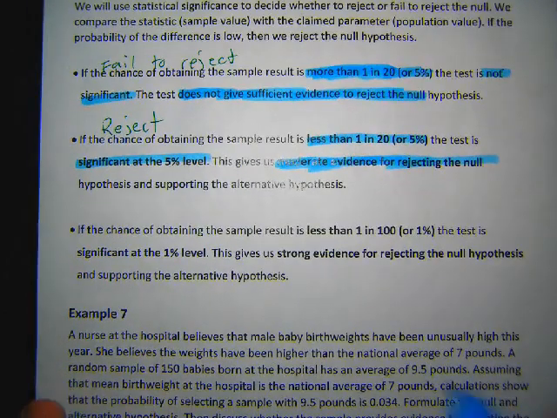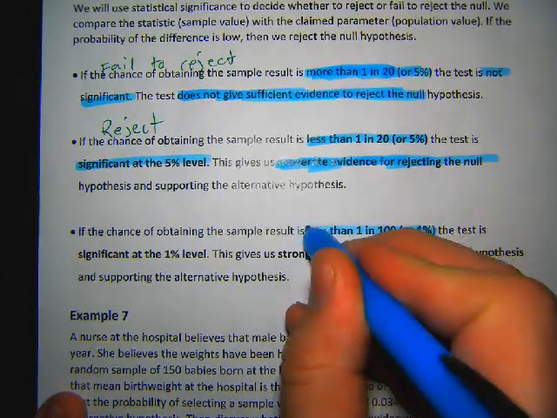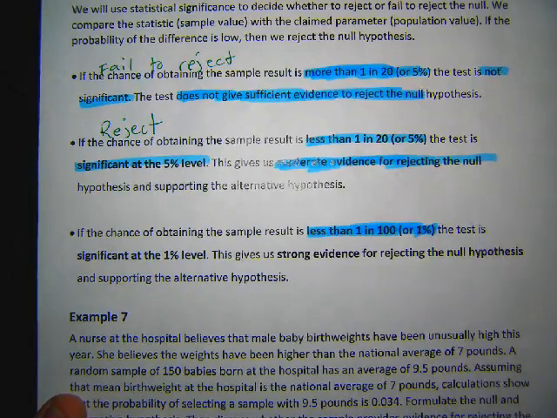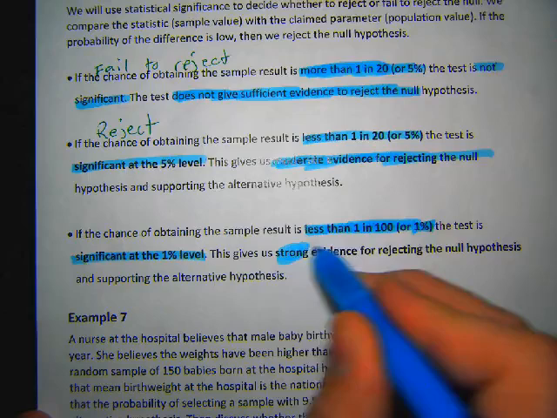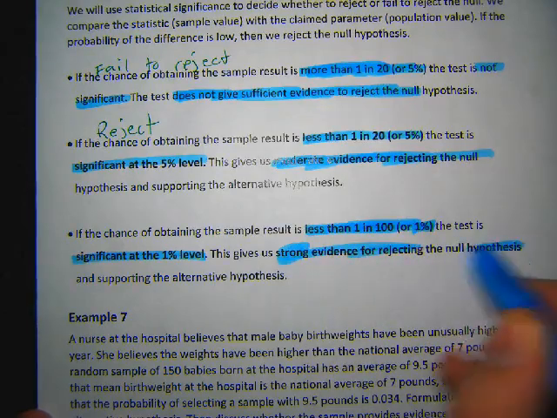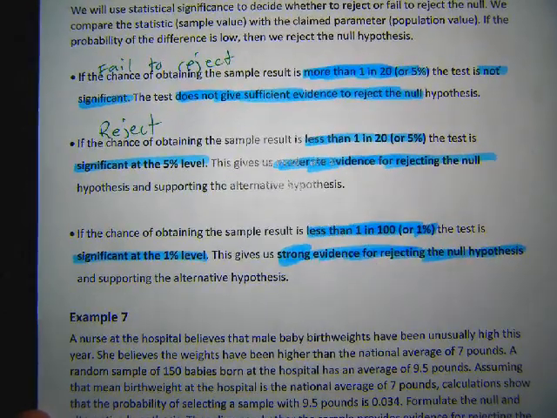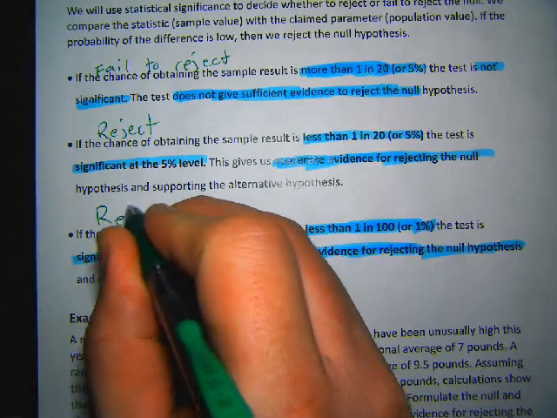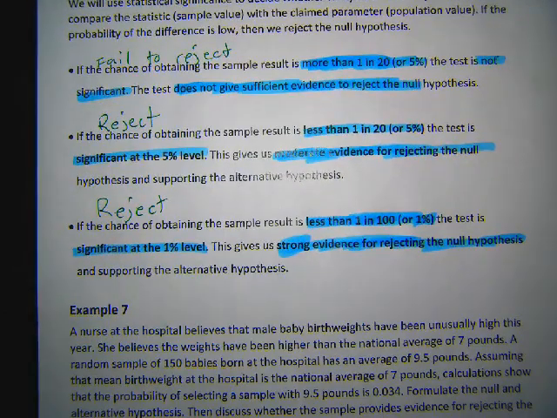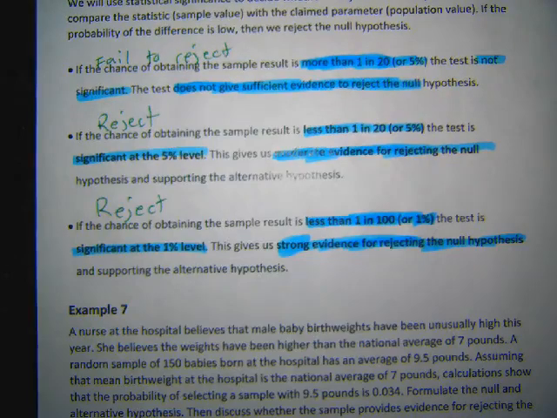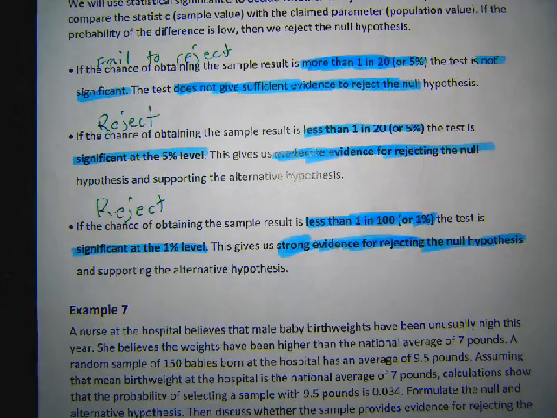If you really need to be strict, you can go down to less than 1 in 100, less than a 1% chance. And then you're significant at the 1% level, and you have strong evidence for rejecting the null. So basically, everybody would reject at this point. There's no one that would say, oh yeah, I'm still going to fail to reject. No, at this point, you're definitely rejecting, because no matter how strict you're trying to be, this is evidence to reject. So the likelihood is going to be determining what happens.